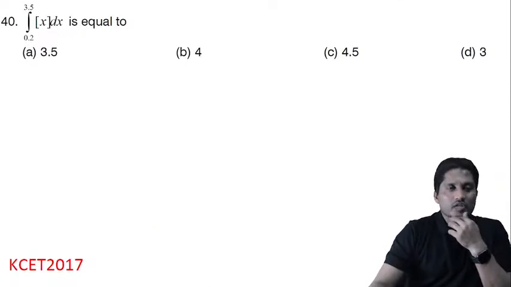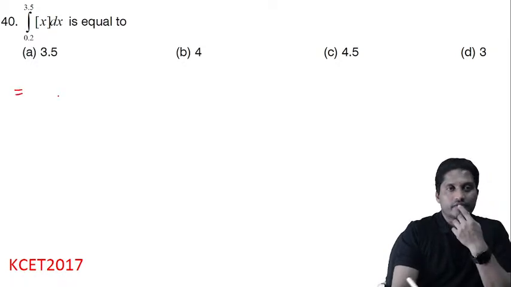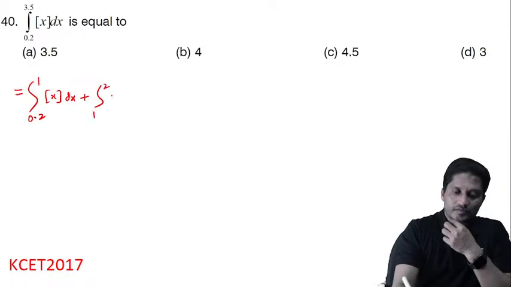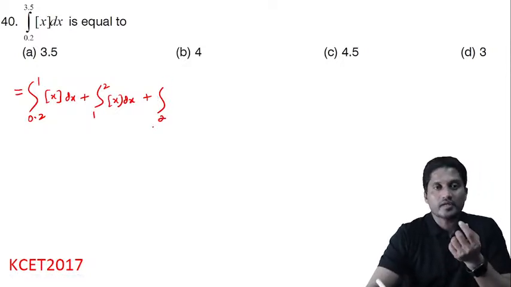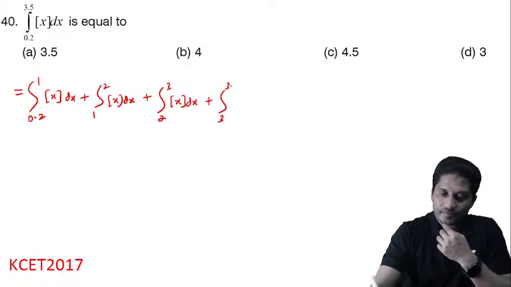Integration from 0.2 to 3.5 of box x dx. See, all the integers between 0.2 and 3.5: that is 0.2 to 1, and then plus integration of 1 to 2, and then plus integration of 2 to 3, and then plus integration of 3 to 3.5, of box x dx.